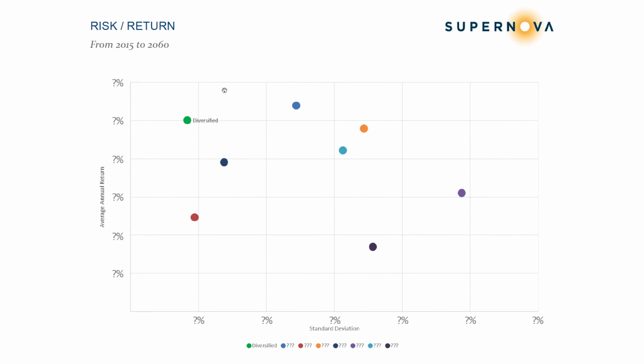Here's the final slide, and this is where we take out our crystal ball and show you risk-return data for the next 45 years from 2015 to 2060. Unfortunately, I'm joking, we do not have a crystal ball, as all the return data, all the risk data, and all the asset class data are unknown.